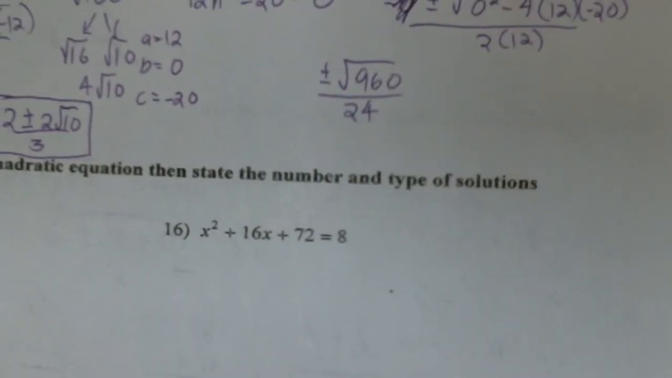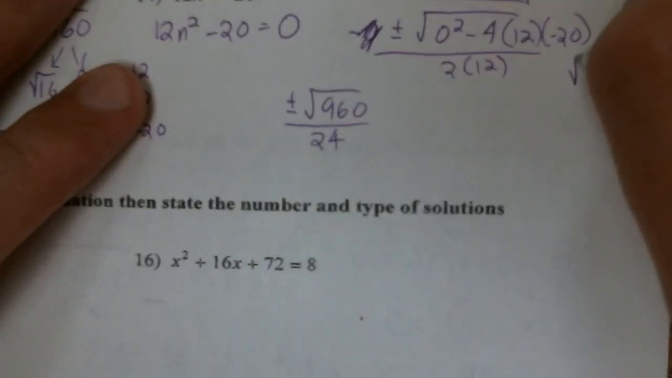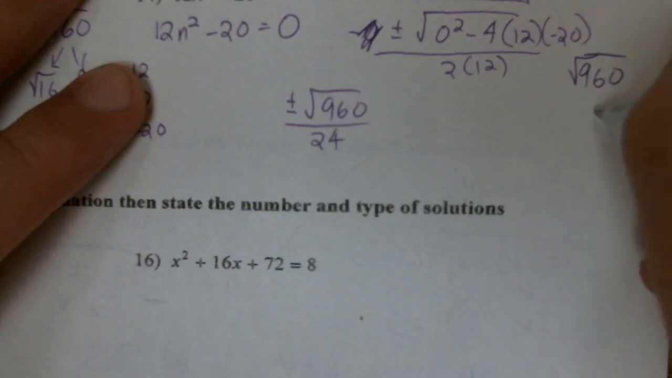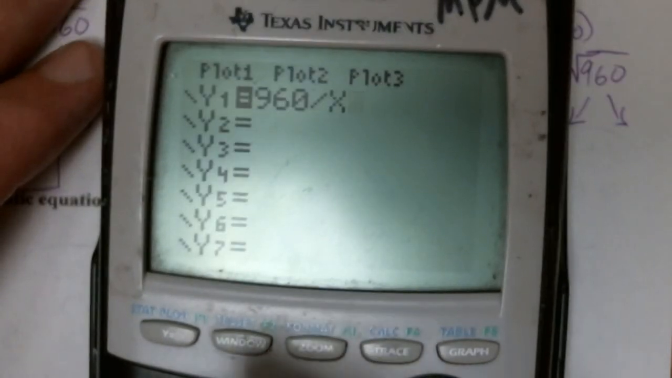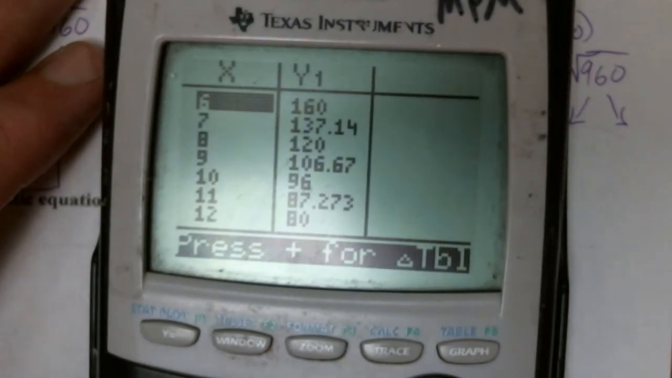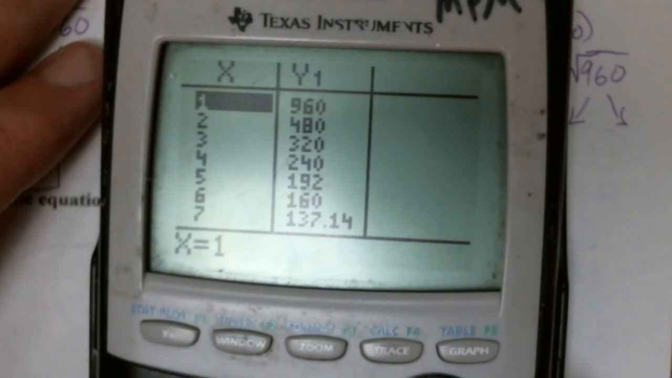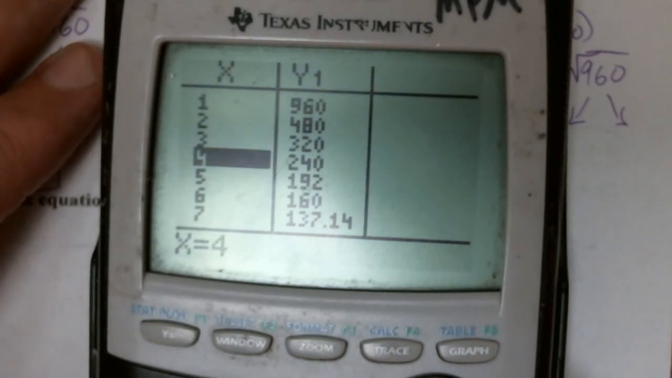Okay. Now, how does the square root of 960 break down? Let's go to a calculator. 960 divided by x, second table. Start at 0 here, and let's look for a high perfect square.